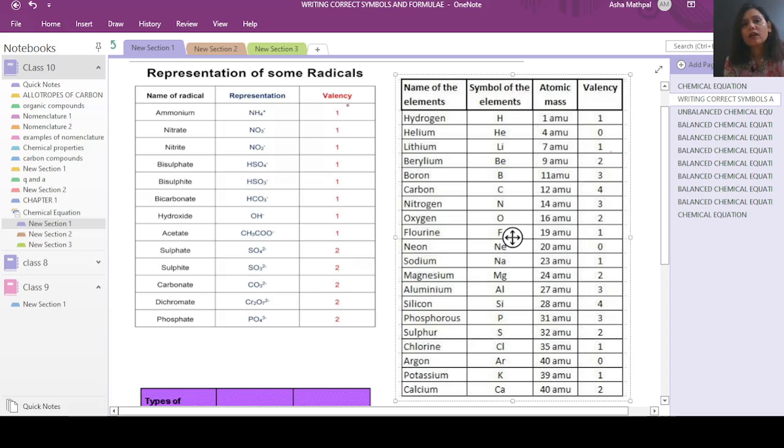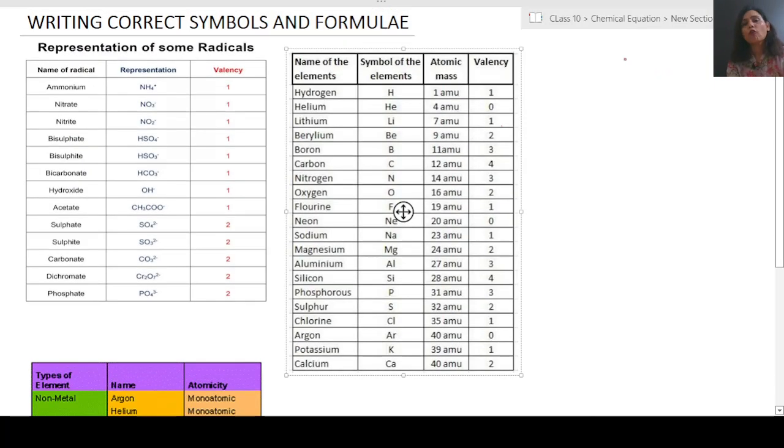Okay, there are some easy ways also to remember them or to recall them. I'll tell you some of the few ways. For example, whenever you are going inside the lab, you must have seen on the bottles HCl is written, on some bottle H2SO4 is written, on some K2SO4.